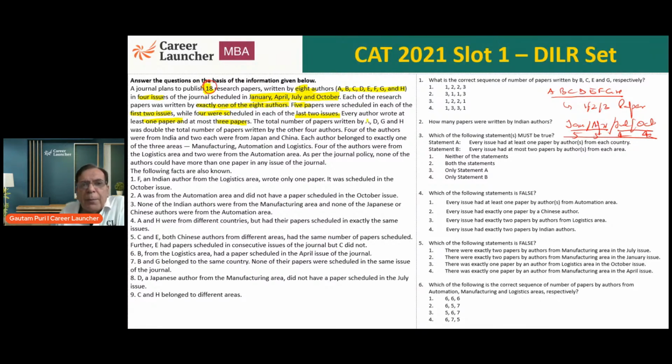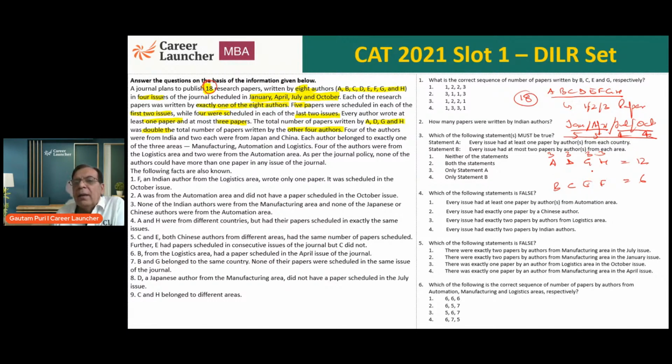The total number of papers written by ADGH was double the total number of papers written by the other 4. So ADGH is double of the other 4. Total papers is 18. So if ADGH has written double of BCEF, that means ADGH should have written 12 papers and BCEF should have written 6 papers. Now what does this tell me? This tells me each of ADGH have written 3 papers.